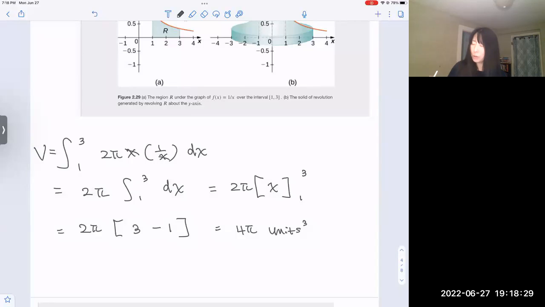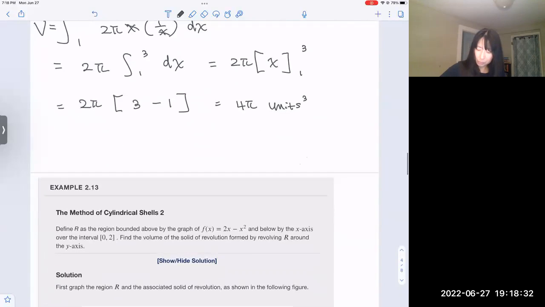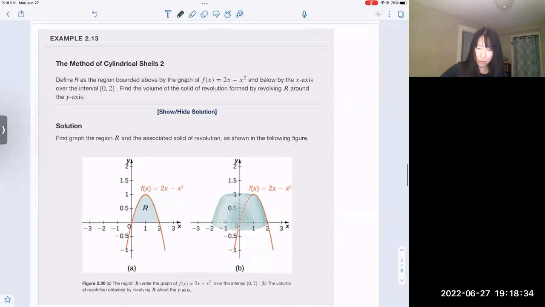Okay, now we do the second problem. So you should read this one. This is also, look, we have a function over the interval 0 to 2, and find the volume around the y-axis, okay? So very similar to the first one, right?